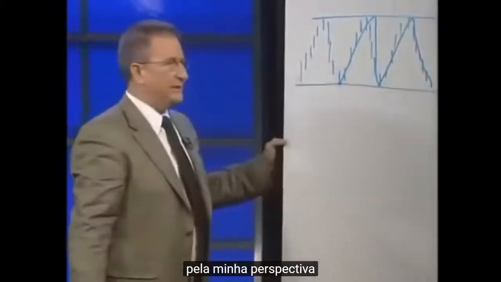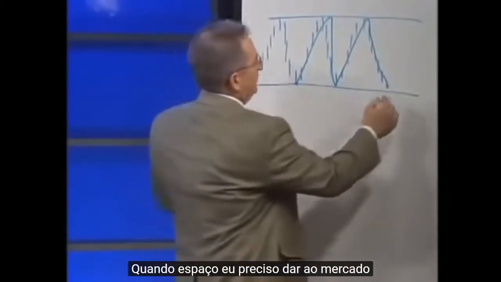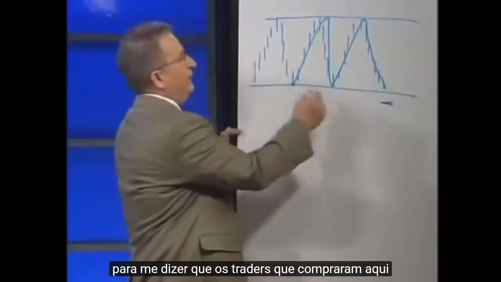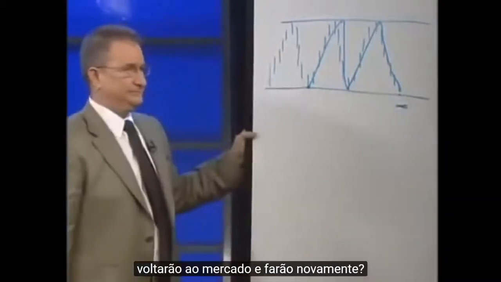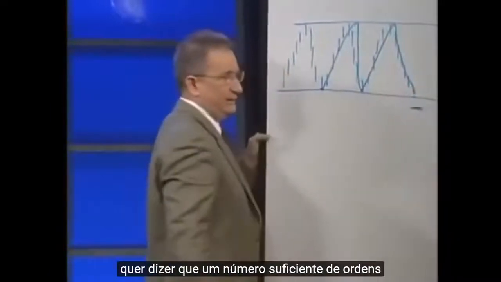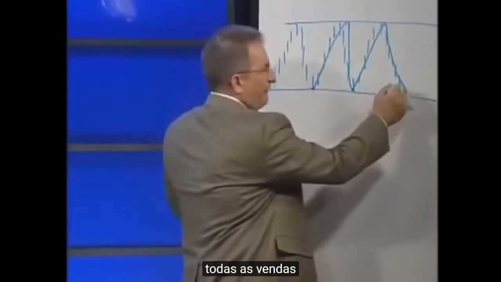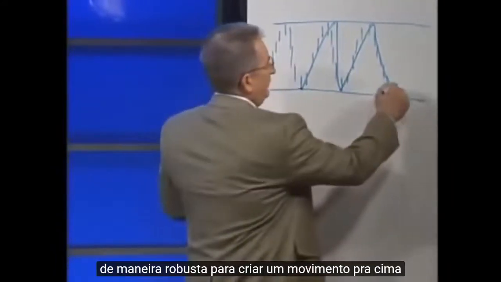Now, from my perspective, I'm looking at it like this. How much room do I have to give the market to tell me that the people who bought here and the people who bought here are going to come back into the market and do it again? Because right now there's an imbalance in conviction on the sell side. That means that enough buy orders have to come into the market to absorb all those offers, with enough left over to create upside movement.